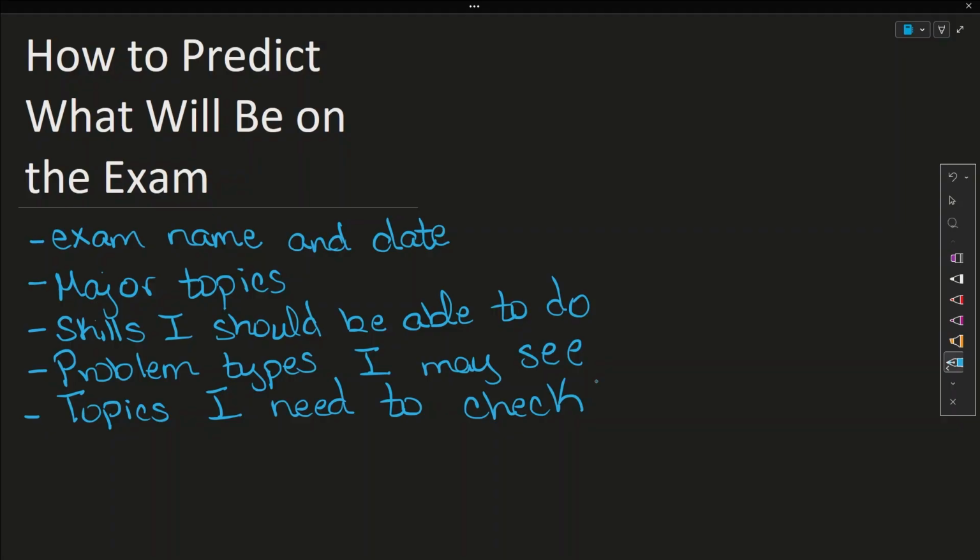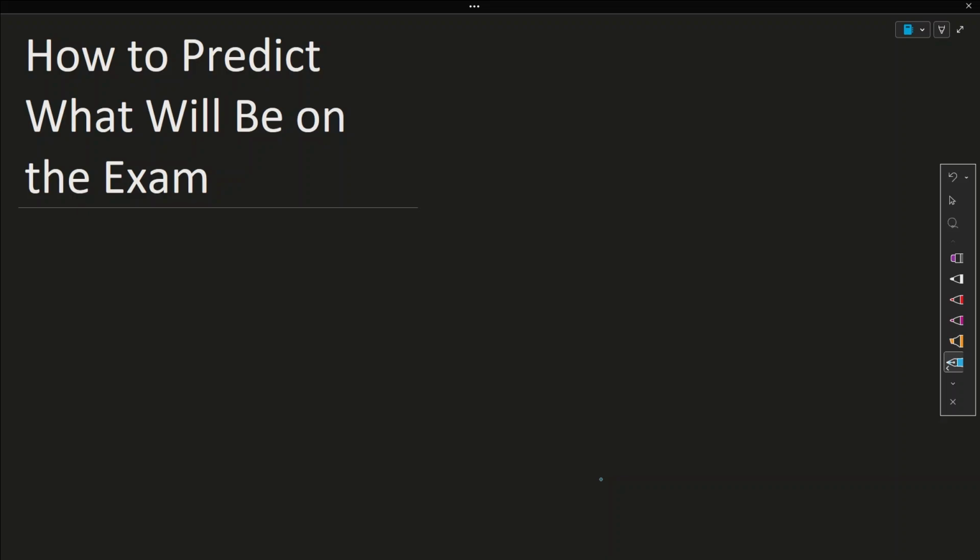This turns your prediction list into a study plan. You're no longer simply guessing what might be on the exam. You are checking whether you are prepared for the most likely skills. What should you do if you are still unsure? Ask your instructor a focused question.